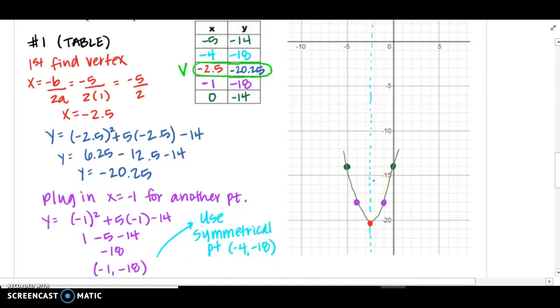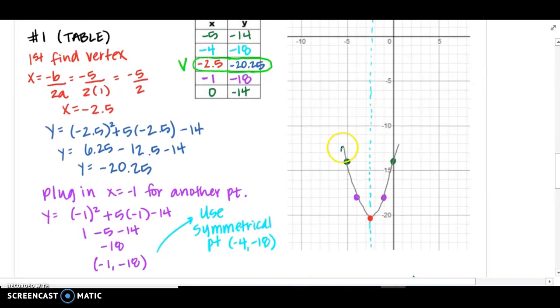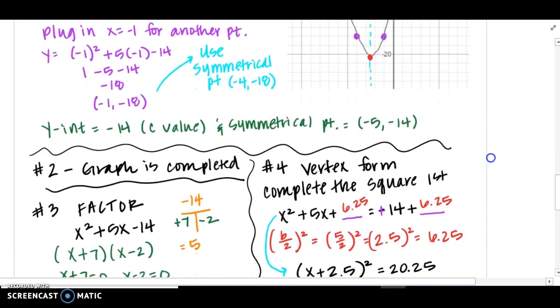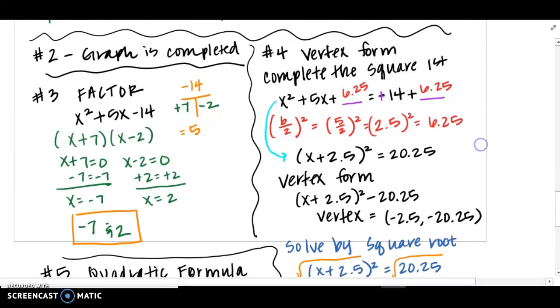Now, we just actually completed number 1 and number 2 because it asked for us to complete a table and it asked for us to graph. We completed our graph using at least 5 points. The next thing in the instructions is to solve by factoring. So x squared plus 5x minus 14.